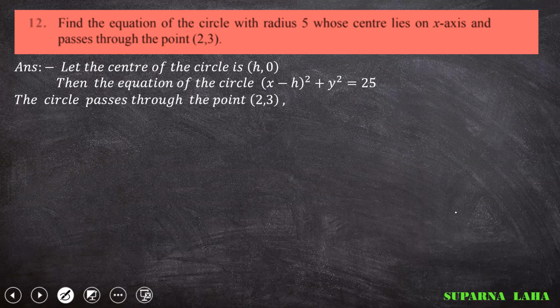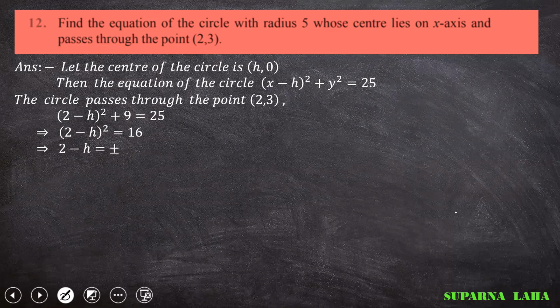Now given that this is passing through the point (2, 3), so (2, 3) will satisfy the equation. That means if we put x equals 2 and y equals 3, it will satisfy the equation. So (2 minus h) whole square plus 3 square, that is 9, equals 25. Now simply solve it. (2 minus h) whole square is equal to 16, that is 2 minus h is equal to plus minus 4. So first solve for plus 4 and then solve for minus 4. So you will find the value of h is minus 2 or 6.